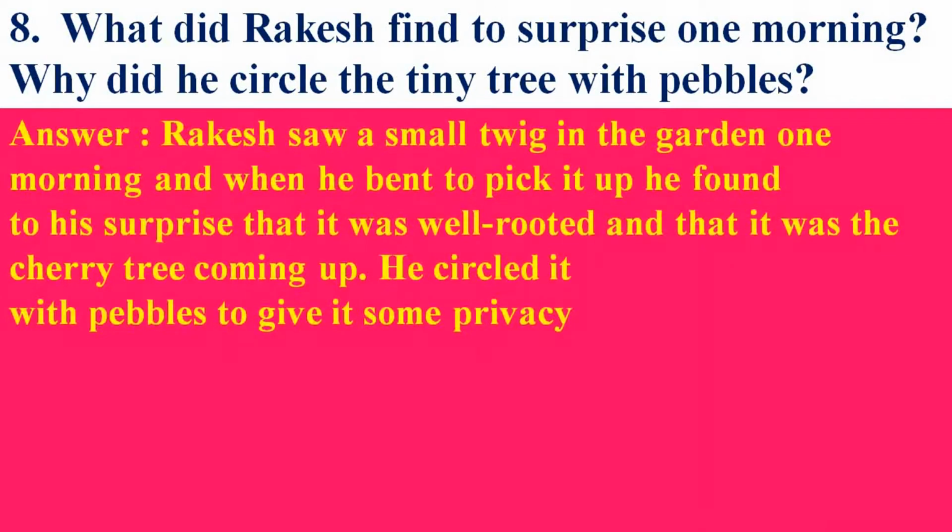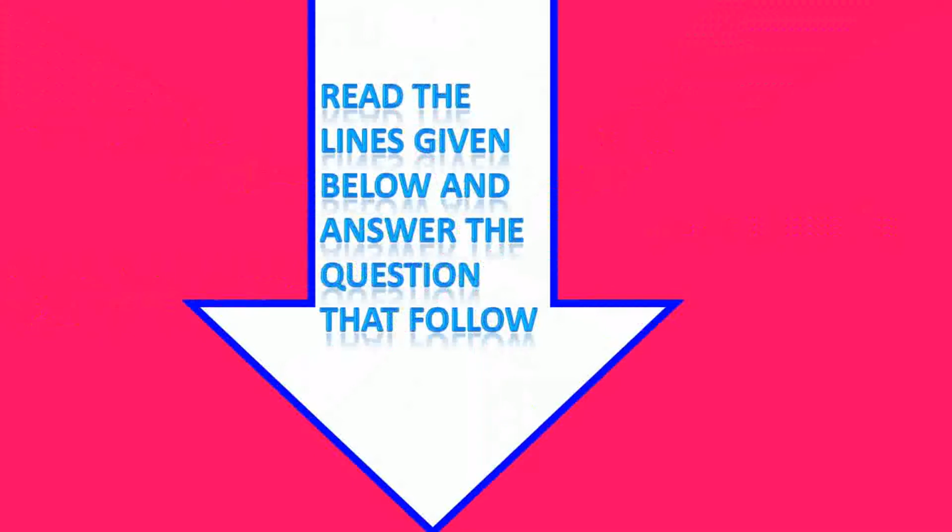Answer is, Rakesh saw a small twig in the garden one morning, and when he bent to pick it up, he found to his surprise that it was well rooted and that it was the cherry tree coming up. He circled it with pebbles to give it some privacy. Next question. Read the lines given below and answer the questions that follow.